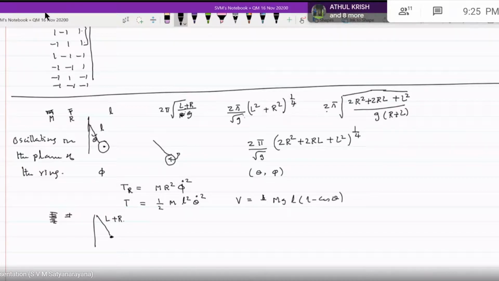Okay, and it's just like a point mass pendulum. So your answer will be 2 pi square root of L plus R divided by g. If the rod has a mass, then you have to take the center of mass of the rod plus ring together. So the radius of the ring plus the length of the rod.